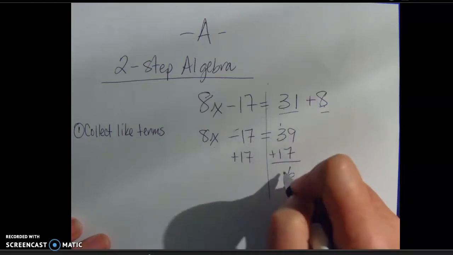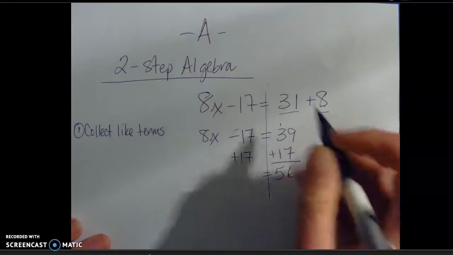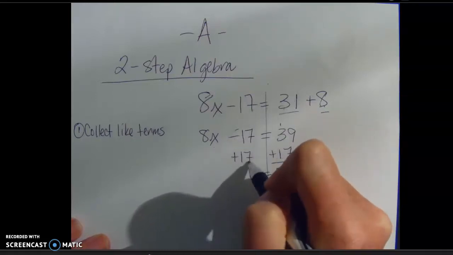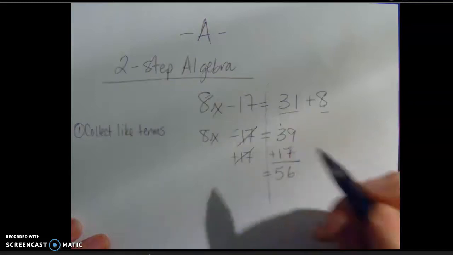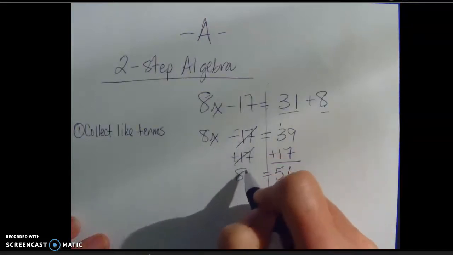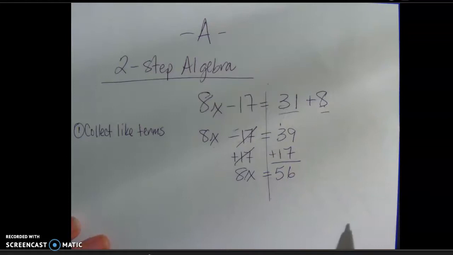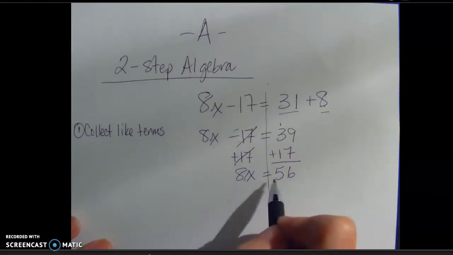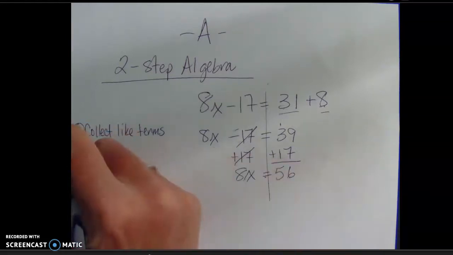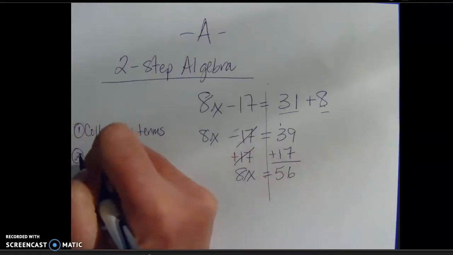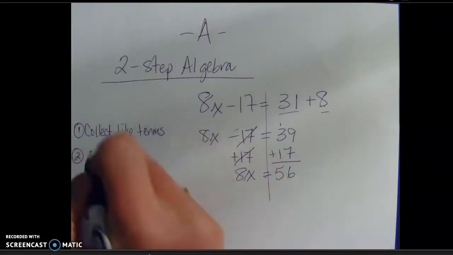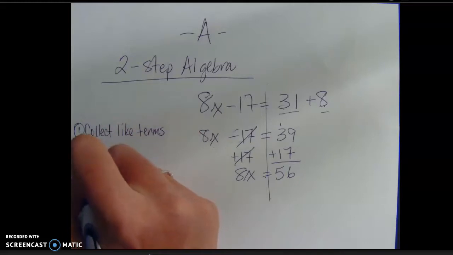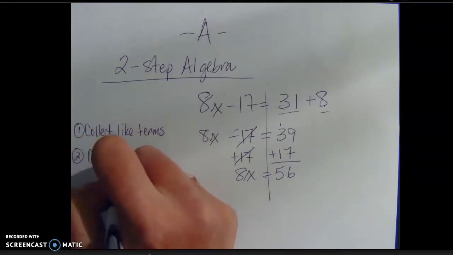We get 56 on that side. Minus 17 and positive 17 makes 0. So the only thing left over here is the 8x. So we've got 8x equals 56. So let's say we're going to do the opposite operation.